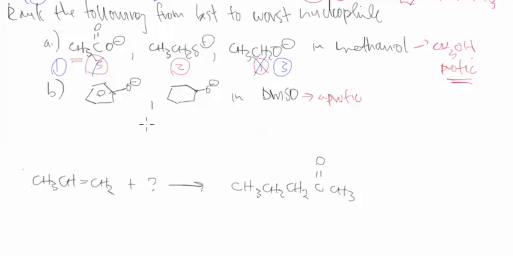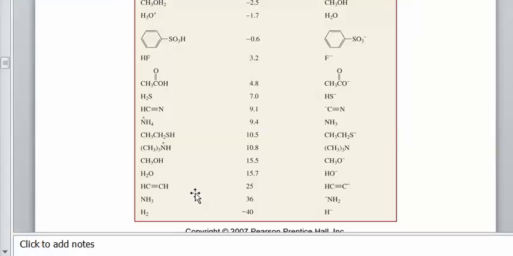Okay, so we got two choices here. One is an oxygen with a negative on it on a benzene ring, and one is an oxygen with a negative on it on a cyclohexane ring. So I go to my list and I try to find my first one. So this is an oxygen with a benzene ring.